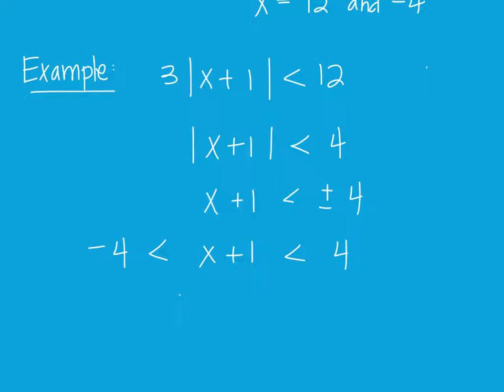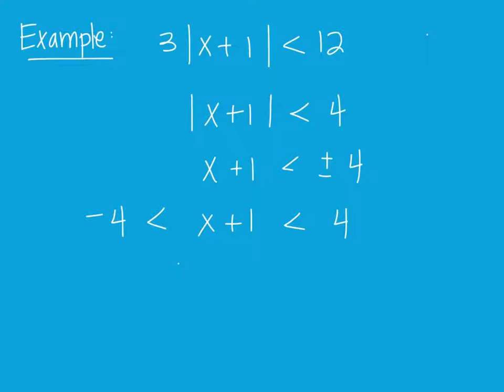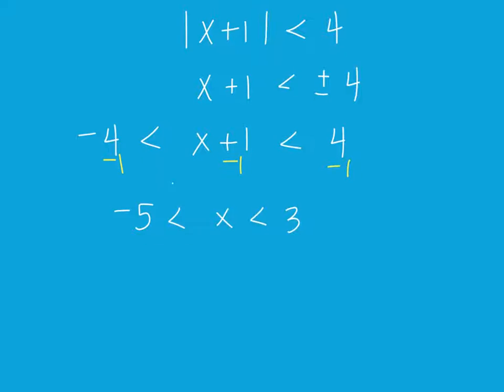Okay? Then we still need to get x by itself. So what do we do to the middle? Subtract 1. If we subtract it in the middle, we got to subtract it on each side. So I'm going to get negative 5 less than x less than 3. And the inequality should get graphed on a number line.